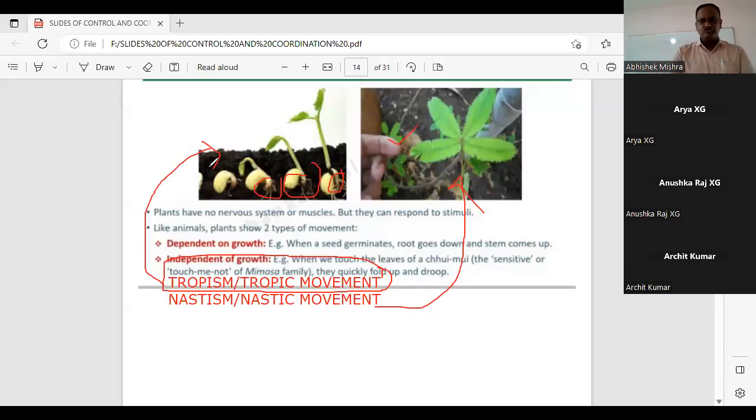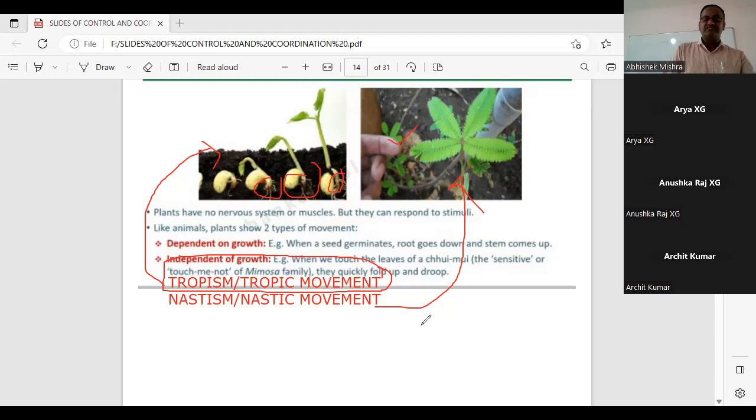Remember students, there are further subdivisions of the tropic movement and the nastic movement also, that we will do later on. But first of all, the plant movements are of two types. One is tropism, also called the tropic movement, which is dependent on growth and directional towards the direction of the stimuli. But in nastism, it is non-directional, growth independent, and not toward the direction of the stimuli.